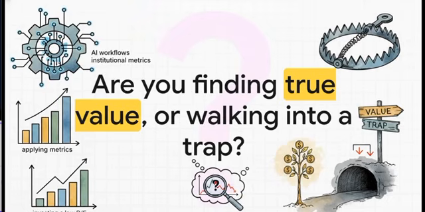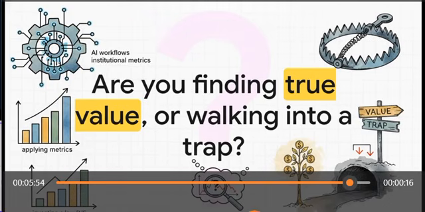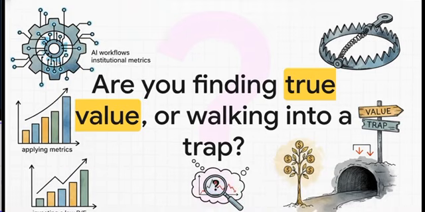So, as you apply these institutional metrics and AI workflows to your own screening, I want you to engrave this in your mind. A low PE is an invitation to investigate, not an automatic buy signal. Always ask yourself why it's cheap before deploying a single dollar of capital. Are you finding true hidden value, or are you just walking straight into a trap?